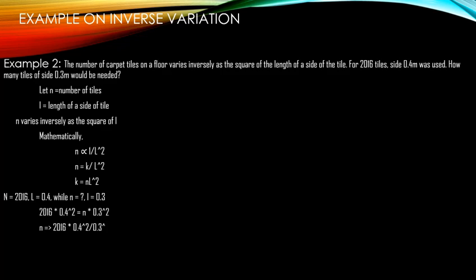So 2016 times 0.4 raised to power 2 is equals to n times 0.3 raised to power 2. So n is equals to 2016 times 0.4 raised to power 2 divided by 0.3 raised to power 2. You'll be getting 3584. Therefore, the number of tiles for 0.3 is equals to 3,584.